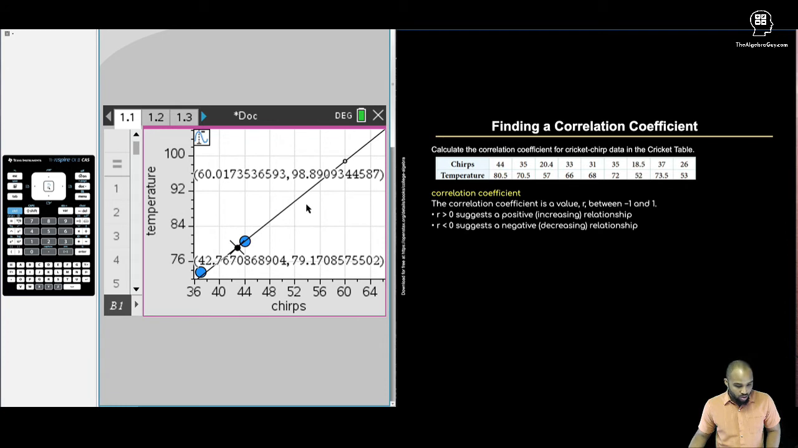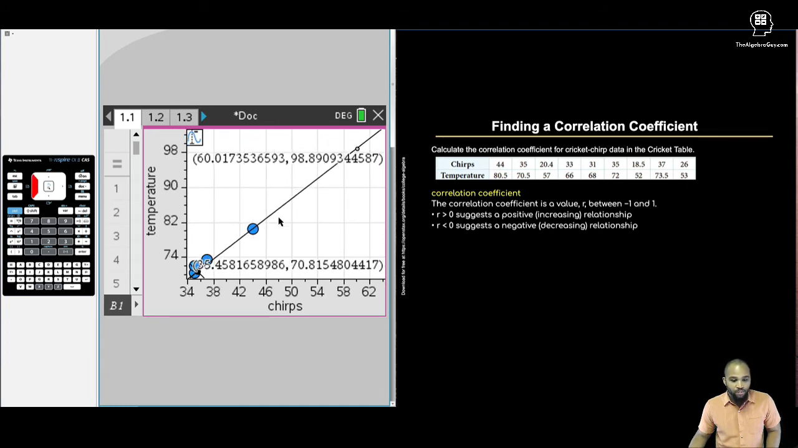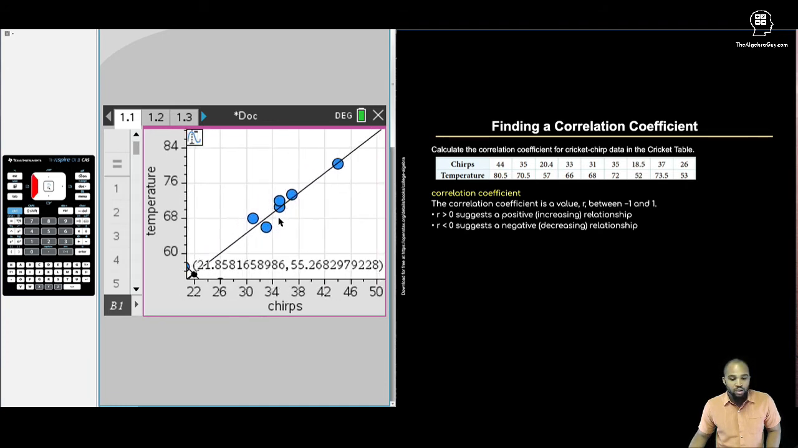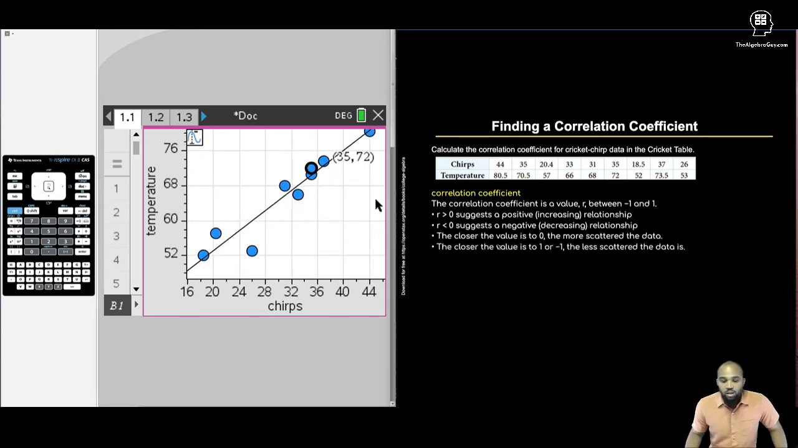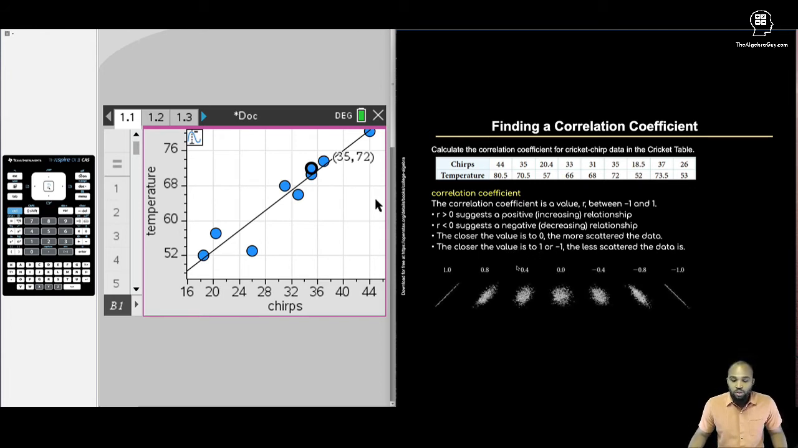So let me go back to my graph. If I went down on my graph, we're looking at our points here, and we're asking ourselves, how scattered are the points from this trend line? The closer the value is to 1 or -1, the less scattered the data is. So here's some examples. If it were 1, all these points right here are pretty close together. They look just like one unified line.